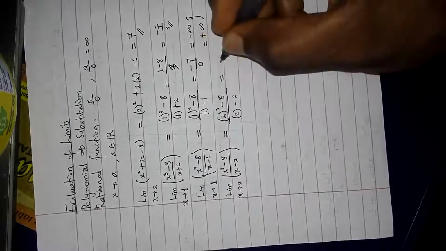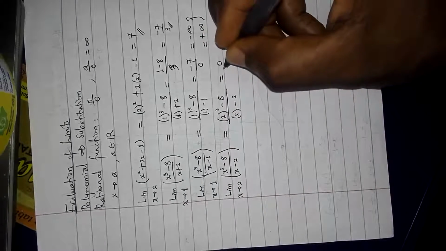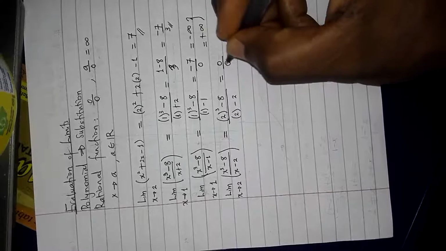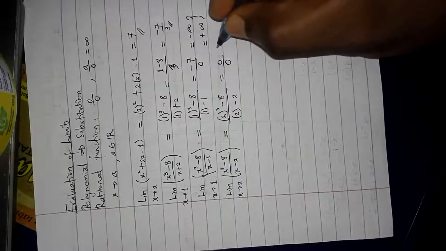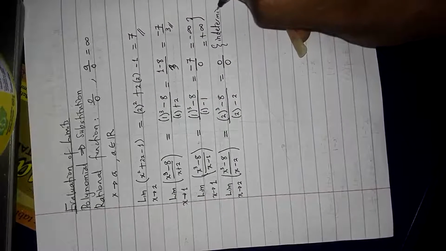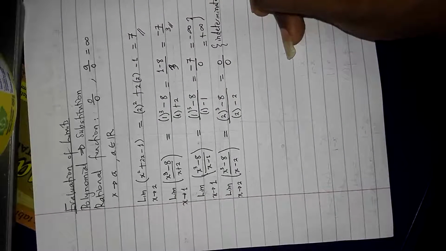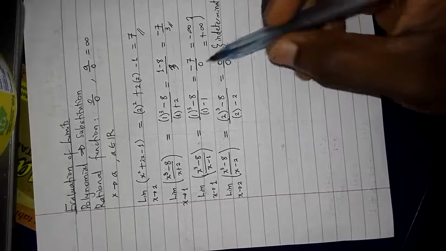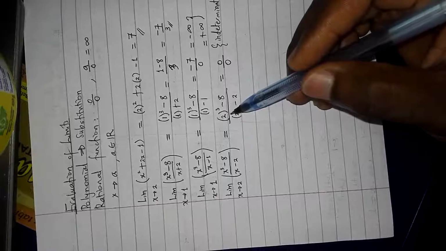So this is what? 2 raised to power 3 is 8. 8 minus 8 is 0. And then 2 minus 2 is 0. So you have 0 over 0. So we say that this is indeterminate. Indeterminate does not mean it does not exist. It simply means we cannot tell from the approach we have taken.